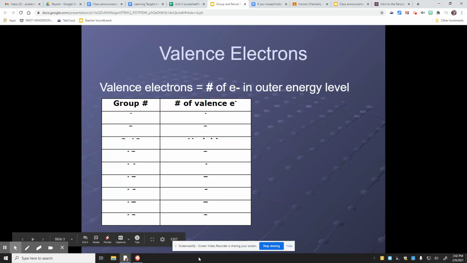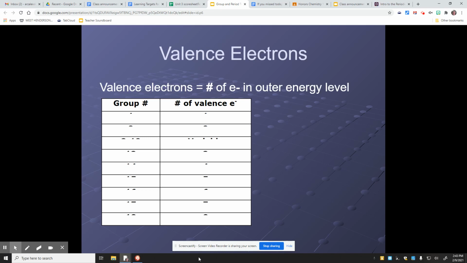This video is on valence electrons and Coulomb's law. So in the previous lesson, we talked about the difference between all of the electrons and just the valence electrons. Valence electrons are those electrons in the outermost energy level. All the other electrons are considered core electrons.